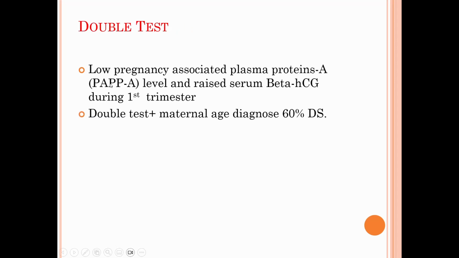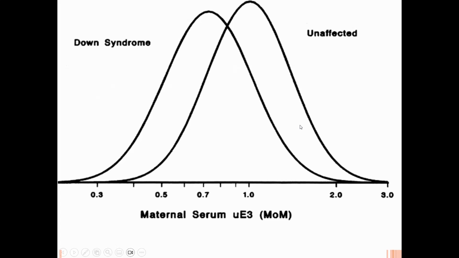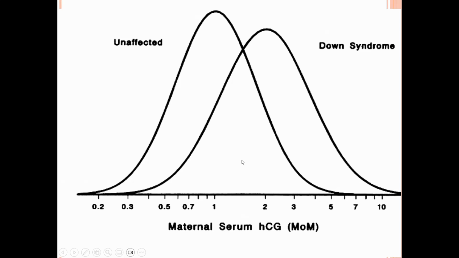Double test: low pregnancy associated plasma protein A, that is PAPP-A level, and raised serum beta HCG during first trimester. So double test plus maternal age diagnoses 60% of Down syndrome. You can see here serum estriol level. In Down syndrome the level is reduced, and in same Down syndrome, the serum HCG level is also reduced.